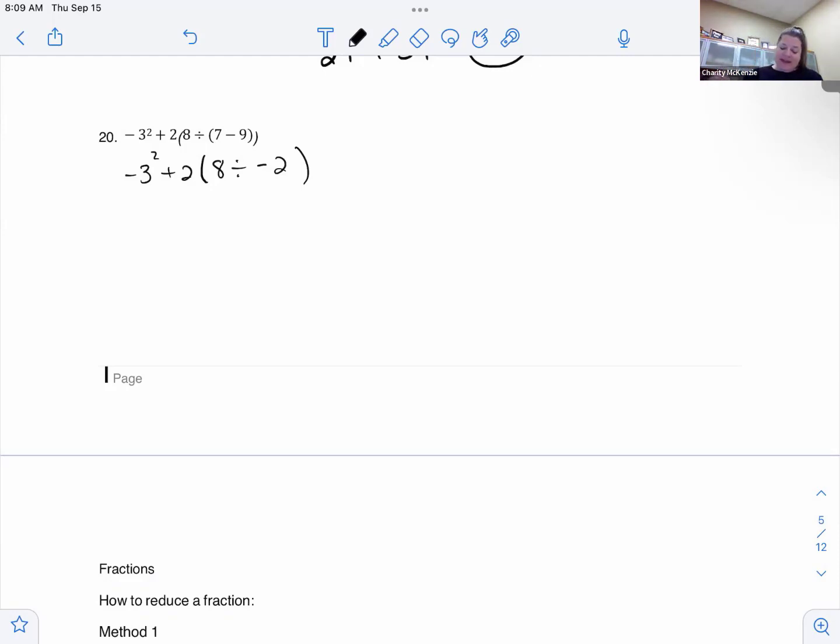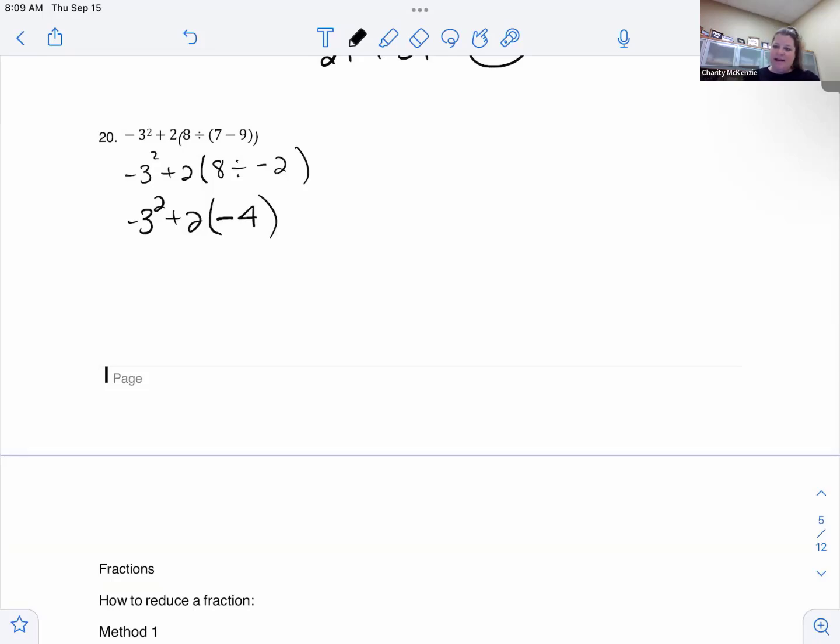Okay, then from here, we have to do the division. So negative 3 squared plus 2, what is 8 divided by 2? Now it's a negative and a positive, so it's going to be a negative, and 8 divided by 2 is 4. Okay, so we're here. Now we've gotten rid of the parentheses, we can do our exponent.